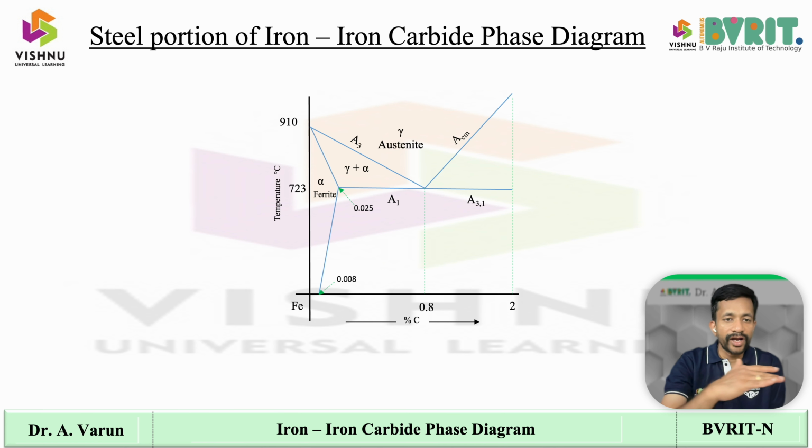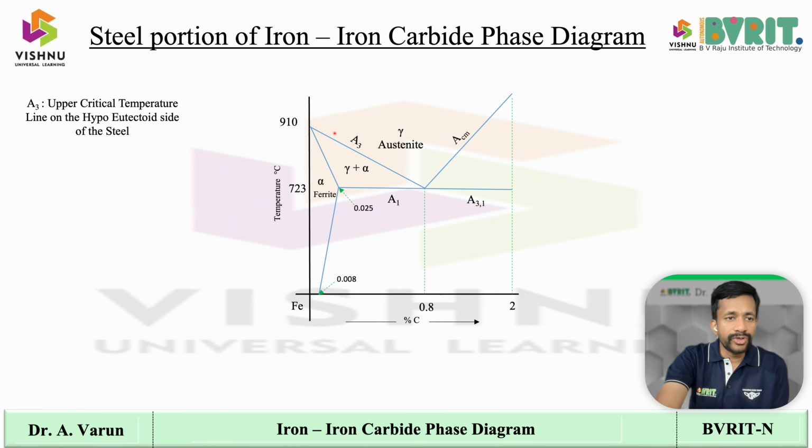So we will consider from, sorry, 0 to 2% of carbon, and maybe close to 1900 degrees centigrade only. Now, if you observe closely, we have this line, which is represented by A3, and there is another line Acm, and at the bottom you have A1, A3, comma 1. If we give a name to it, A3 is represented as the upper critical temperature line on the hypoeutectoid side of the steel, because you can see this is the upper line and this is on the hypo, less than 0.8, hypoeutectoid side of the steel.